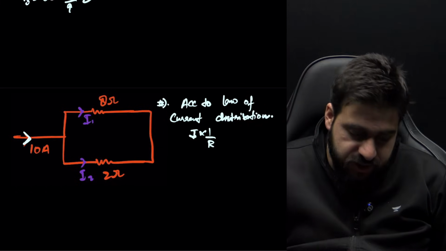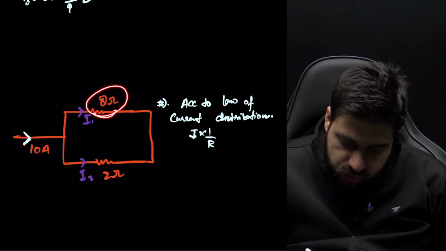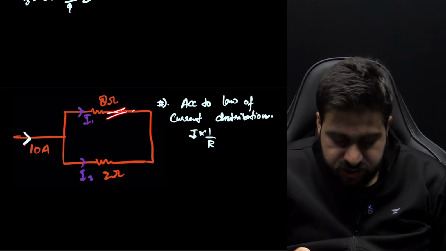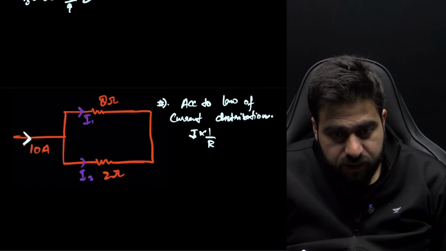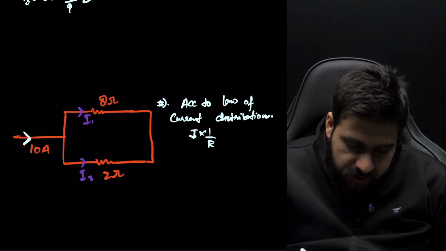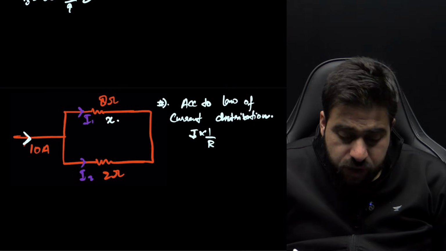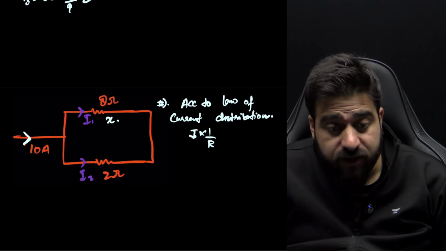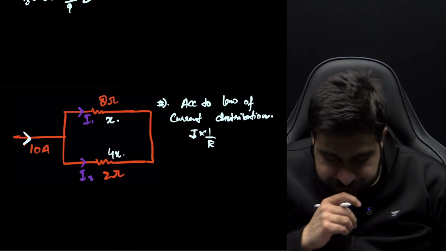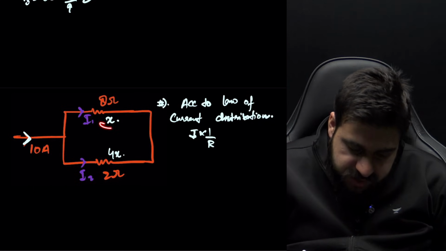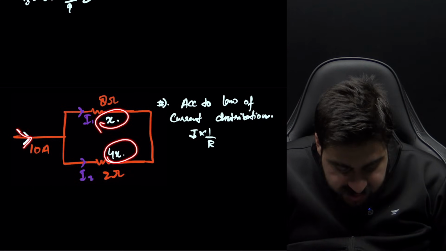Which one has large resistance among the two? I would say 8 has large resistance, so current will be less. Let's assume over here it will be X. Now 2 is how many times smaller than 8? 4 times. So it will be 4X. So this is I1 and this is I2, and this is the net current.